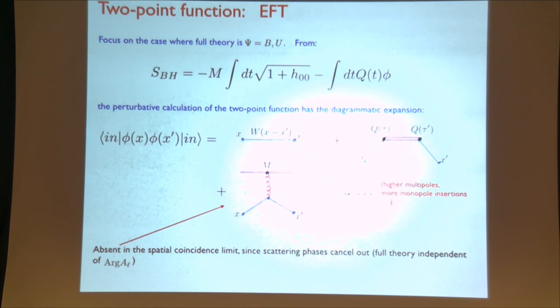But it turns out that in the limit that we look at, this coincidence limit in r goes to infinity, those scattering contributions don't contribute. So you don't have to keep them. You can just calculate this stuff.